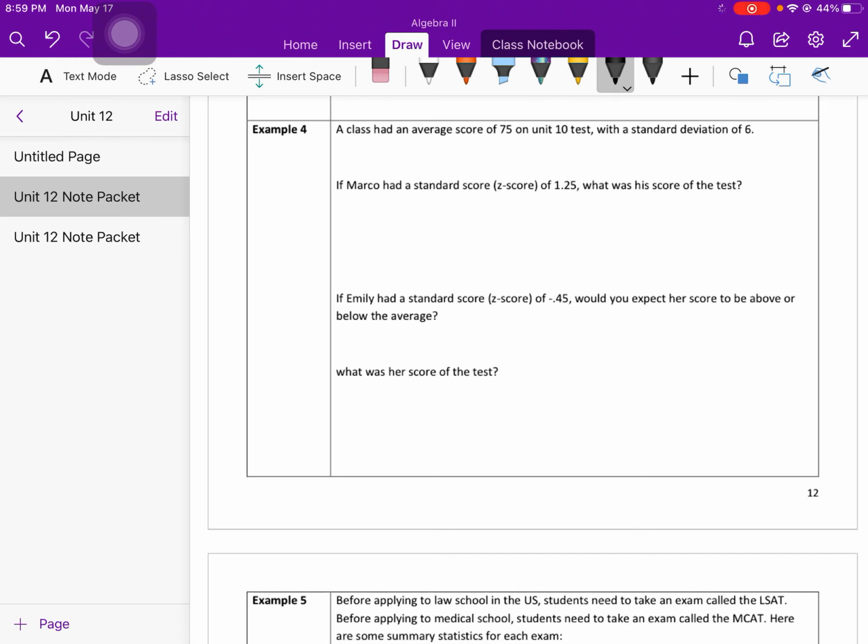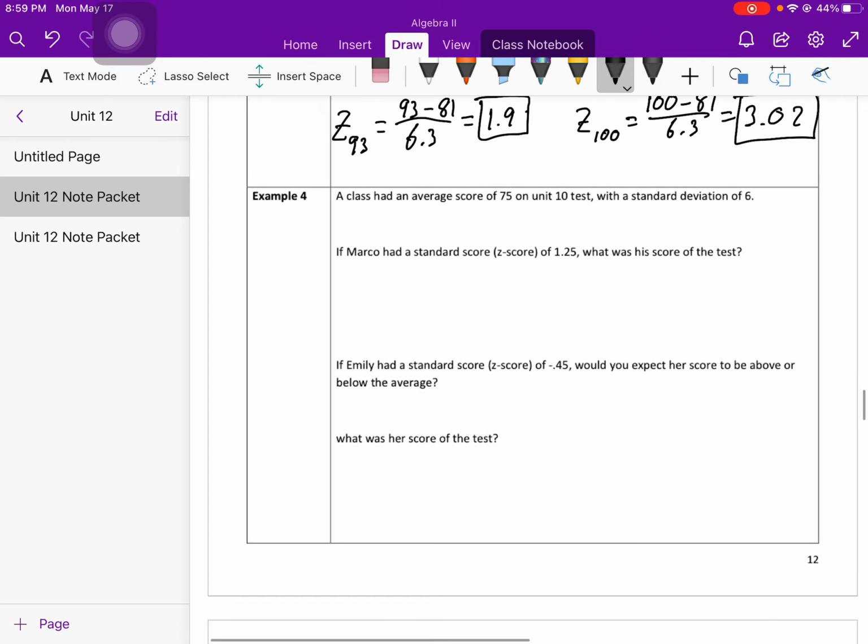All right, just a couple more here. We're almost done. So number 4, a class had an average score of 75 on Unit 10 tests with a standard deviation of 6. If Marco has a standard z-score of 1.25, what was his score for the test? So just really quick, I want to mark this part. So that's 75, and then sigma is going to be 6.